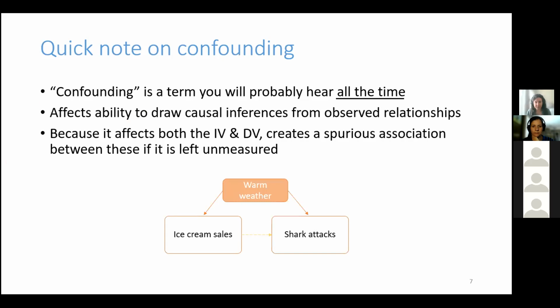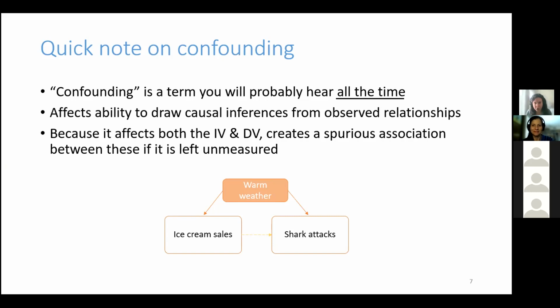Warm weather has a positive association with ice cream sales. When it's warm out, more ice cream is sold. Also, when it's warm out, more people go to the beach and there are more shark attacks, okay? If we did not think about the warm weather effect and we just measured ice cream sales and shark attacks, it would appear as though there is a positive correlation between ice cream sales and shark attacks. Like there's something about people buying ice cream that makes sharks attack them.